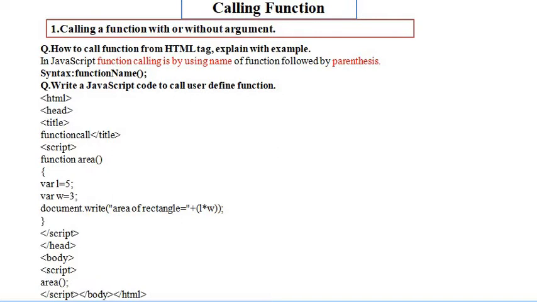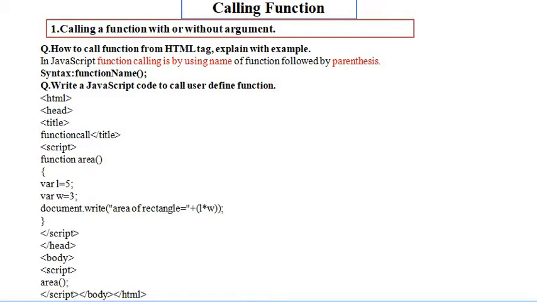Question: how to call a function from an HTML tag? Explain with example. In JavaScript, function calling is done by using the name of the function followed by parentheses. Syntax of function calling is function name and parentheses. In the parentheses, without argument, we do not add any argument, only empty parentheses are written. If we call a function with argument, here in the parentheses we add the values or parameters to call the function.